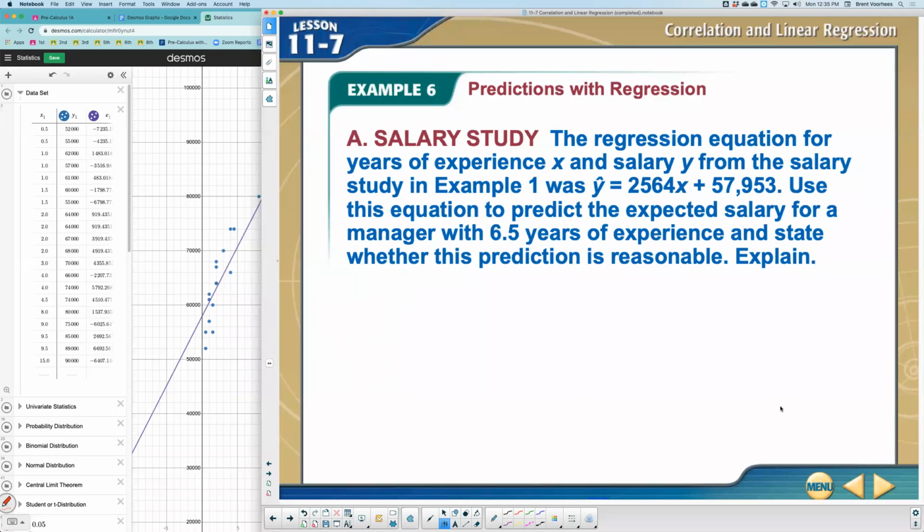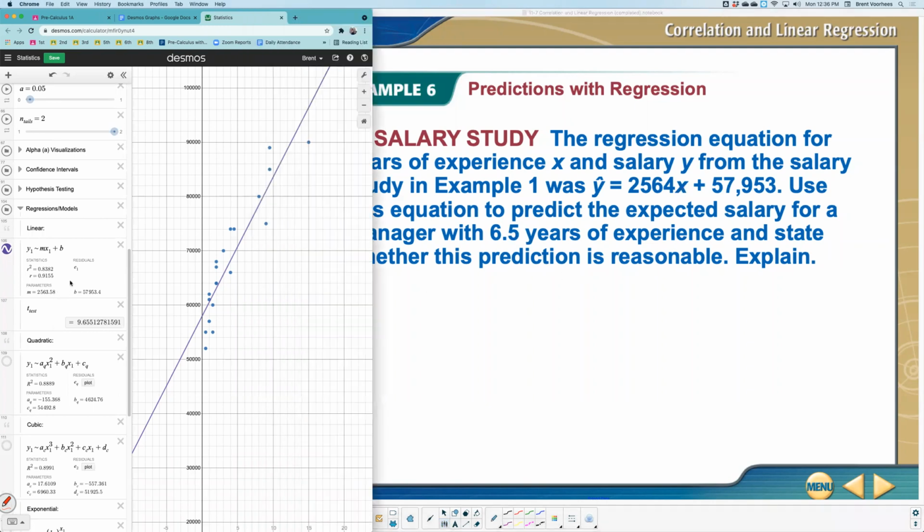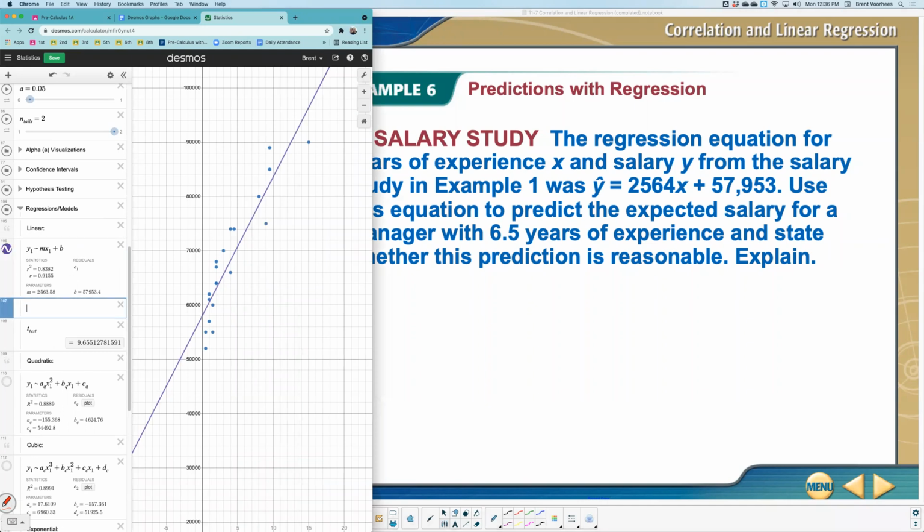Example 6, it says salary study. The regression line that we got from example 1 was this equation here. Use this equation to predict the expected salary for a manager with 6.5 years of service and state whether this prediction is reasonable. Okay, so how could we do that? Well, using our equation, first you can just plug 6.5 in right there for X. But what I'm going to do here is show you, with a new equation line, how you could type in this value.